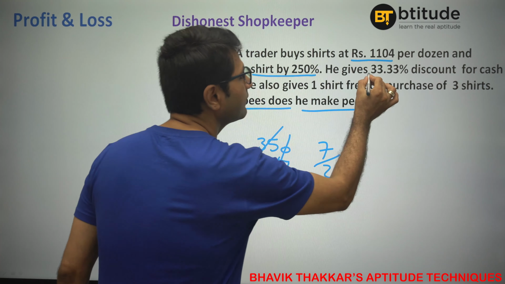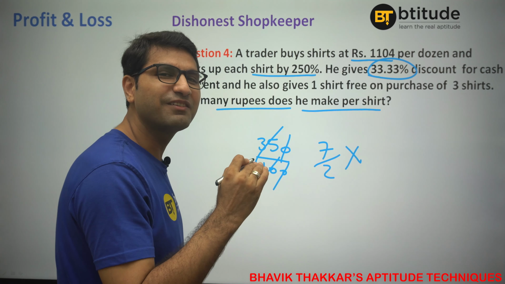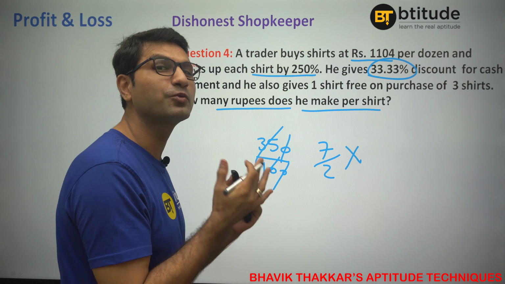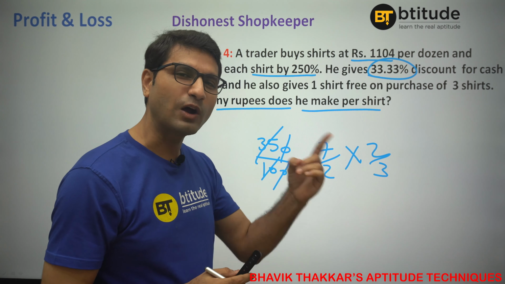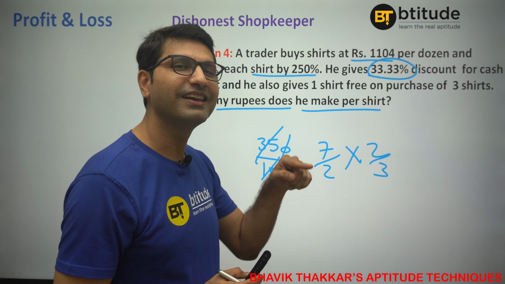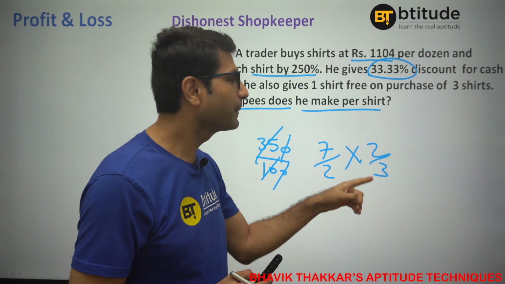Next thing, he is giving 1/3 discount. When he is giving 1/3 discount, he is getting only 2/3 of it. So 2/3, right? He is giving 1 discount on 3. So of 3, he is getting only 2 out of 3, right? So that is the thing.